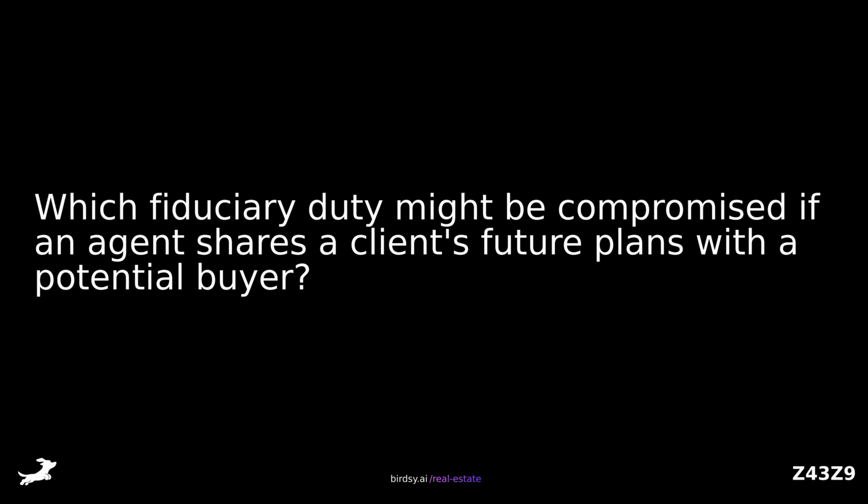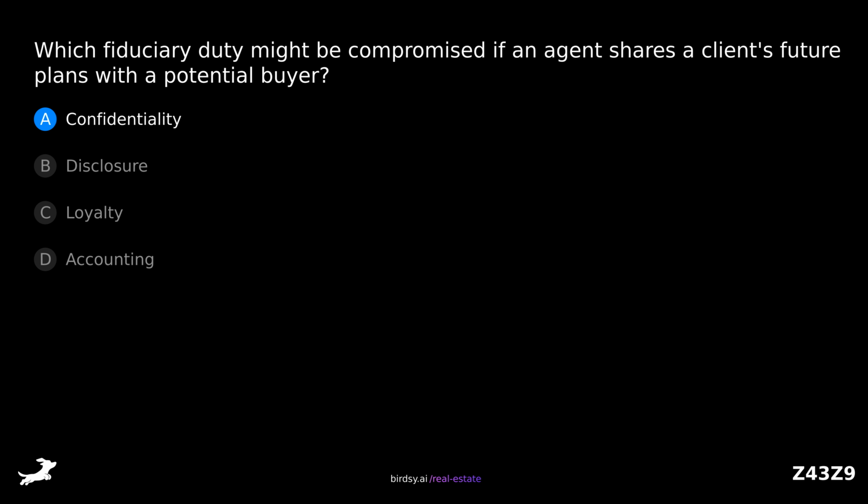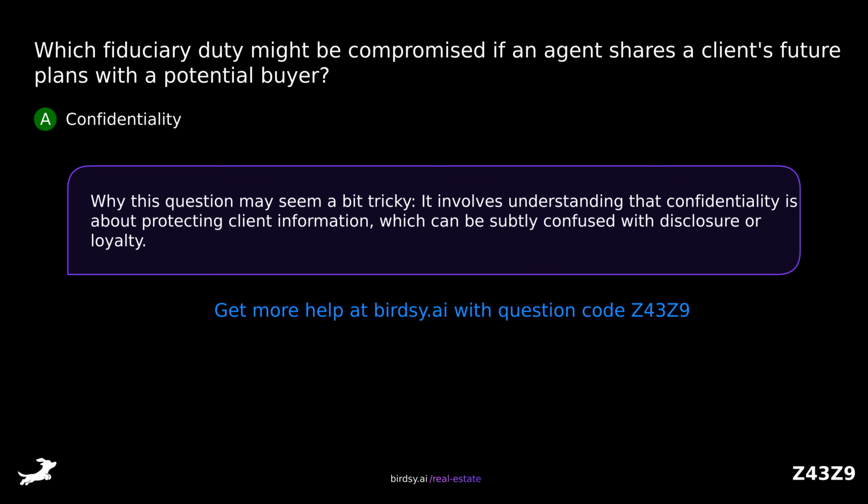Which fiduciary duty might be compromised if an agent shares a client's future plans with a potential buyer? Is it A, confidentiality, B, disclosure, C, loyalty, or D, accounting? The answer is A, confidentiality. Why this question may seem a bit tricky. It involves understanding that confidentiality is about protecting client information, which can be subtly confused with disclosure or loyalty.